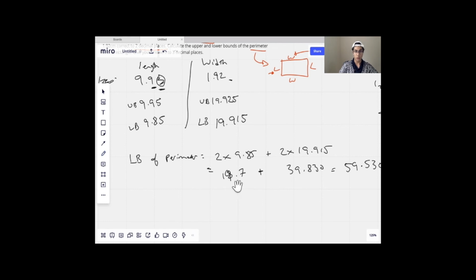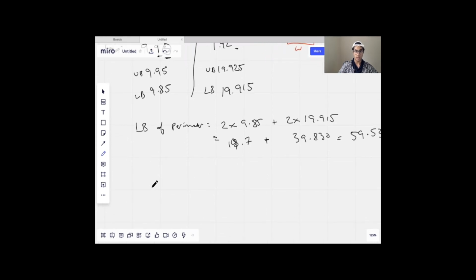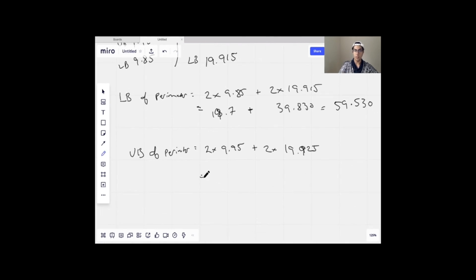And now let's do the upper bound. So for upper bound of perimeter, we have 2 times 9.95 plus 2 times 19.925. Okay, quick trick here is that if you round this to 10, and this is using the estimation stuff we did last video, that will be 20. But we have added on an extra 0.05, and we've done that twice, right? So it'll be 20 minus 0.1, which is 19.9.